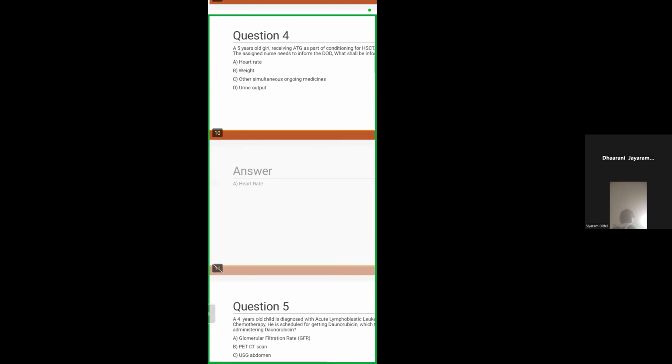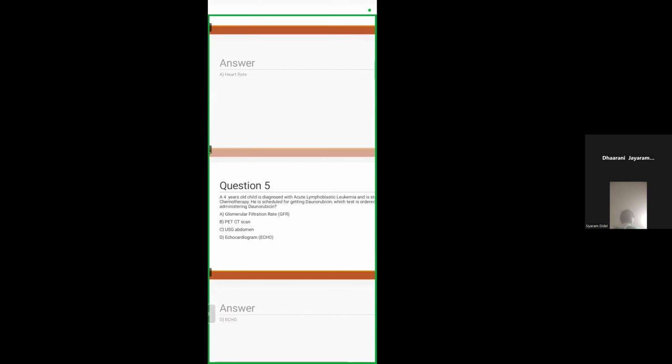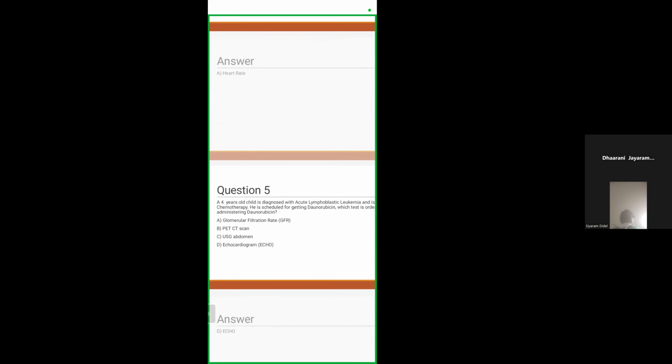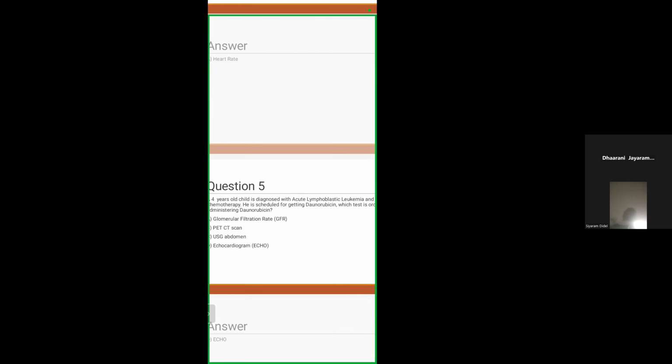Okay. So now a 4-year-old child with ALL therapy. He's planned for daunorubicin. So what is the test we ask for usually before giving the daunorubicin?